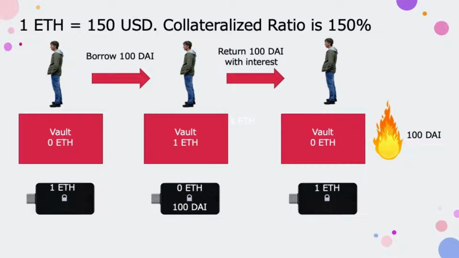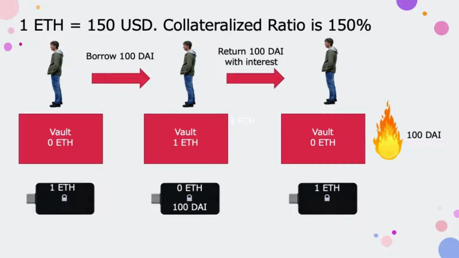Since Ether is volatile, there is a need for over-collateralization. Typically, the collateralization ratio is 150%. So if a person borrows 100 DAI and the price of 1 Ether is 150 US dollars, he needs to deposit 1 Ether to the vault.